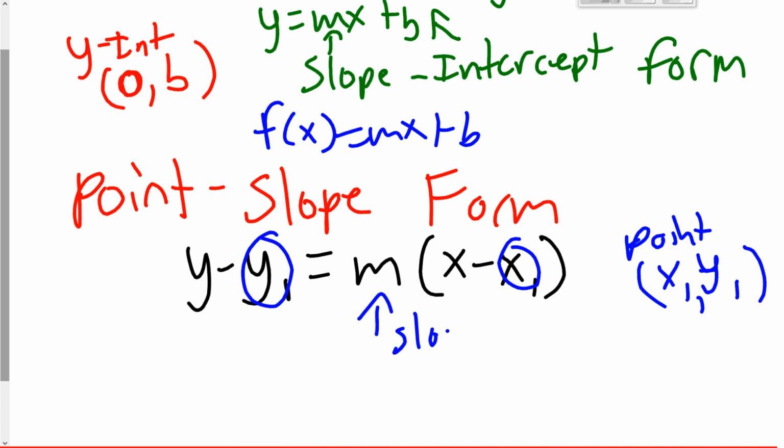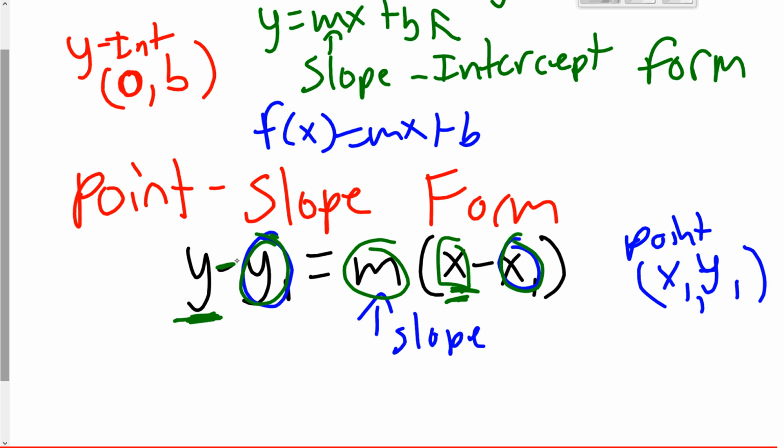So that means that this y and this x literally stay y and x until you enter a number in for x. So if you were given a point and a slope and you're asked to write the equation in point slope form, you literally leave this y and x in there. And then you just plug in your slope, and then plug in the x value of your point and the y value of your point. But remember, it's minus that y value.